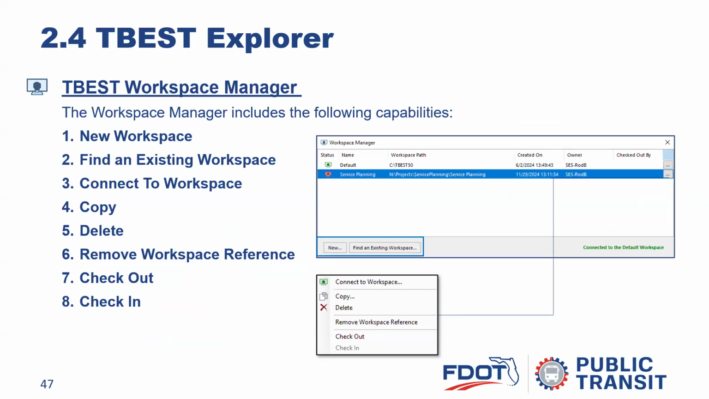The check in and check out features allow you to gain exclusive access to a workspace so that no one else can go in and edit it. So essentially, if you're doing some data building and you don't want anyone coming in and changing anything underneath you, then you can check it out. No one else can get to it. You do your work, and then you check it back in, and then everyone else can see it again.